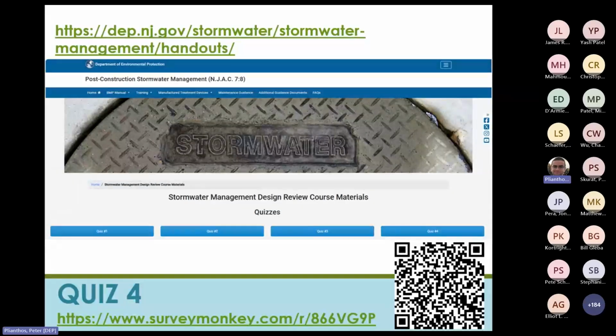As with the other quizzes, there are multiple ways to access the quiz. The link at the top of the slide will take you to our training website, which has the link for quiz 4. The link at the bottom of the slide will take you directly to the quiz, and the QR code, which can be used with your phone, will also take you directly to the quiz. And the link at the bottom and the QR code will also be posted into the chat.